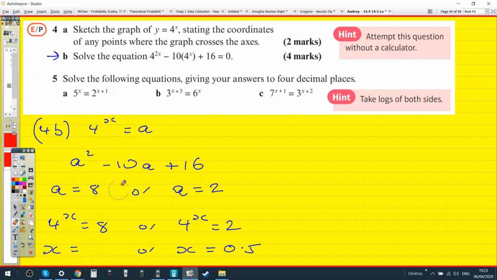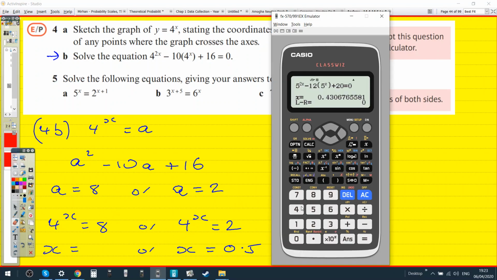Yeah, it says 0.3 recurring. So 4 to the power of a third, the cube root of 4. I think I might have written it wrong. Let's try that again. Yeah, I wrote it wrong, sorry.